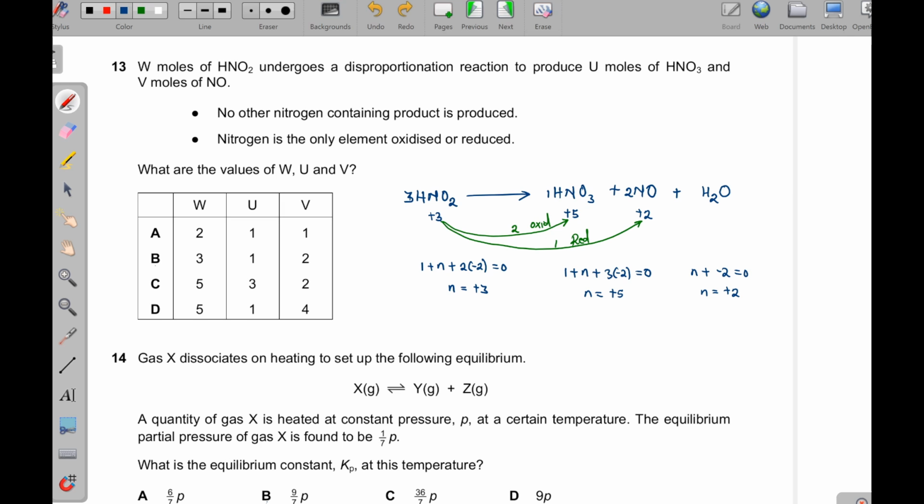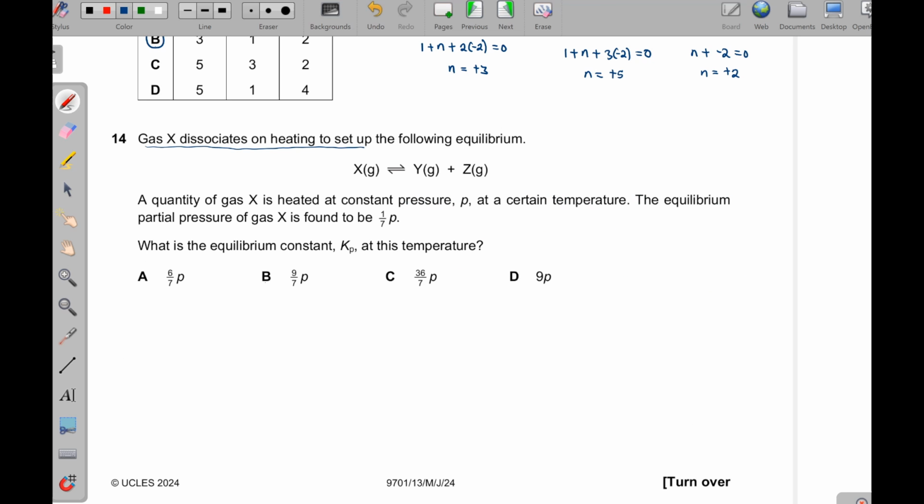So looking at our answers, this is W, this is U, and then this is V. So 3, 1, 2, that is B. Question 14, gas X dissociates on heating to set up the following equilibrium. This one here. And then they are saying a quantity of gas X is heated at a constant pressure P at a certain temperature. The equilibrium partial pressure of gas X is found to be 1/7. What is the equilibrium constant, Kp, at this temperature?